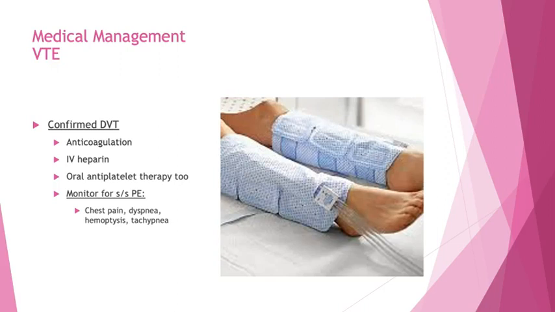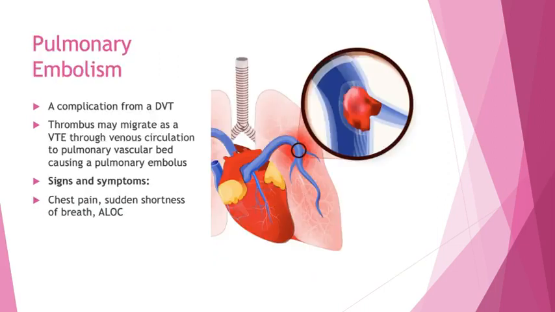If there's no other indication for the anticoagulation, sub-Q heparin or Lovenox is fine. A lot of times they'll be on oral antiplatelet therapy as well. And we have to monitor them for signs and symptoms of a pulmonary embolism, which will be chest pain, dyspnea, hemoptysis, tachypnea. They also could suddenly go into A-flutter or AFib. That could be a sign of a PE, so those patients need to be evaluated for that as well.